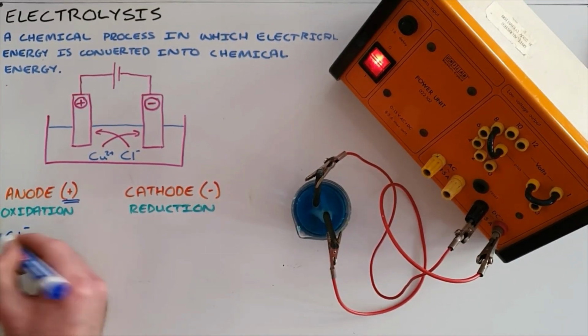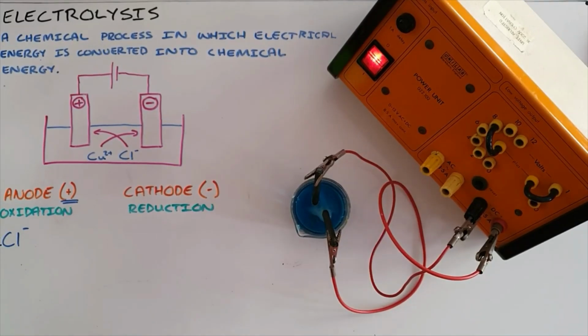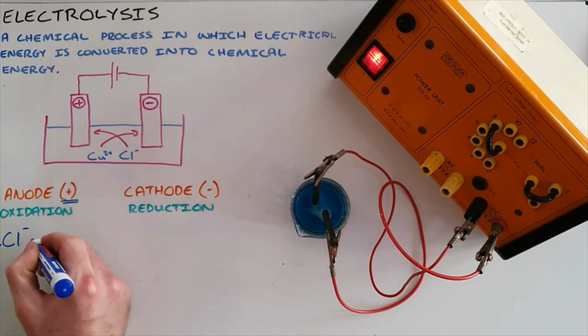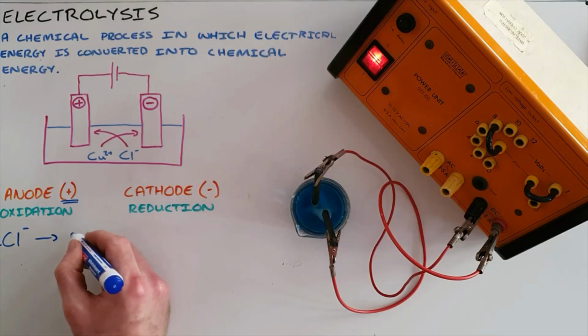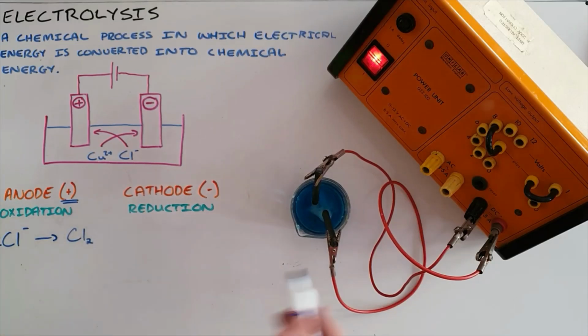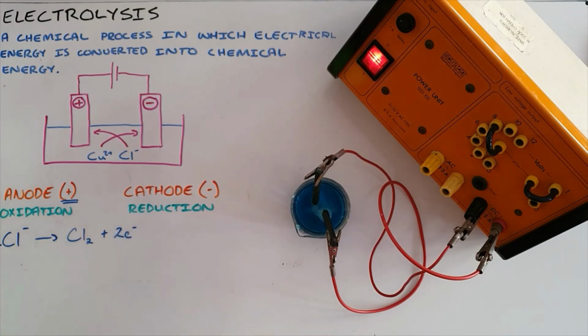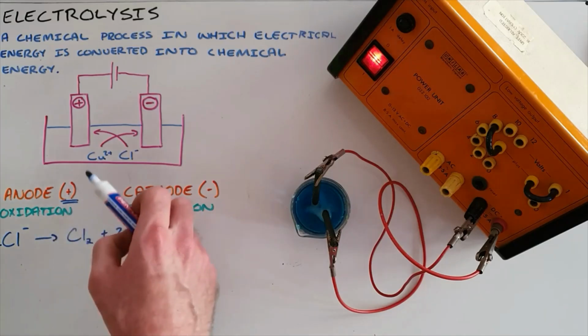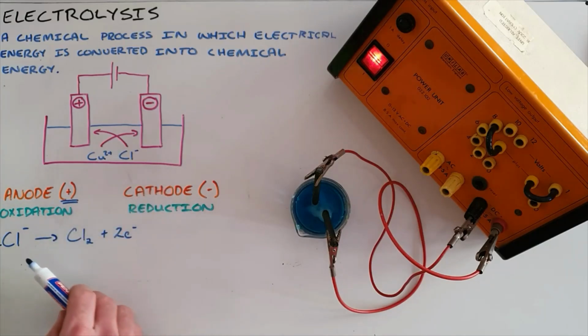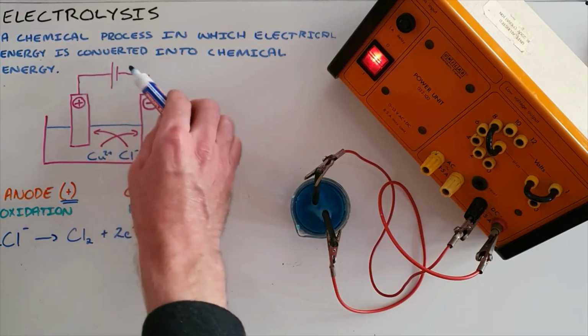where these chloride ions react at the electrode and lose the electrons to form the chlorine gas that we can see coming off here, and obviously lose their two electrons. So that is the oxidation half reaction taking place at the anode, and very clearly we can see that those electrons are being removed by the power source.